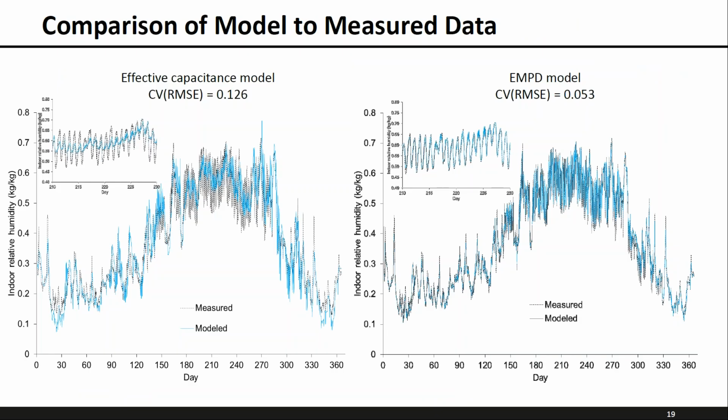This is showing the data from the house in Fort Wayne, and you can see the EMPD model on the right shows a pretty good match between the data, which is the black dashed line, and the model, which is the blue line, compared to what's usually used in a building model called the effective capacitance model, where you simply take a multiplier on the zone air capacitance. It doesn't do a very good job of predicting internal moisture. We realize this model is not perfect, but it certainly does a better job of predicting real relative humidity profiles compared to the old models.